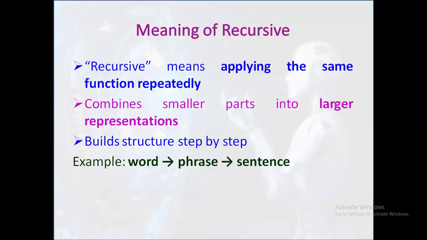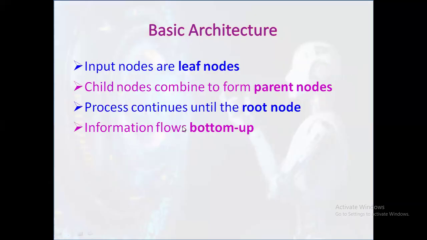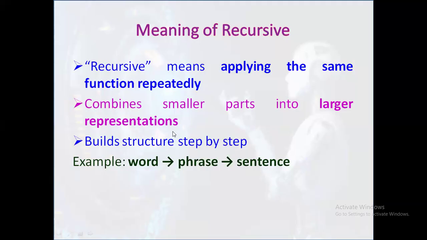Next, what do we mean by recursive? Recursive means applying the same function repeatedly. In recursive neural networks, the same mathematical operation is used again and again at different nodes of the tree to combine smaller units into larger ones, and it combines smaller parts into larger representations. Each pair of child nodes is merged to form a parent node representation, gradually building meaning. And it builds the structures step by step.